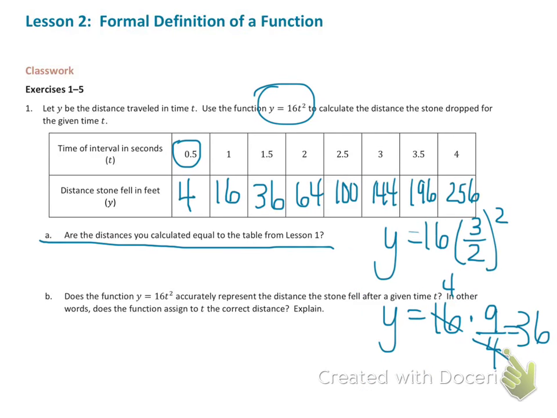Okay, so the values you should have gotten by putting each of those values for t into 16t squared are shown here, and they do match the distances from that table in lesson 1. I've done one more calculation here on the screen.